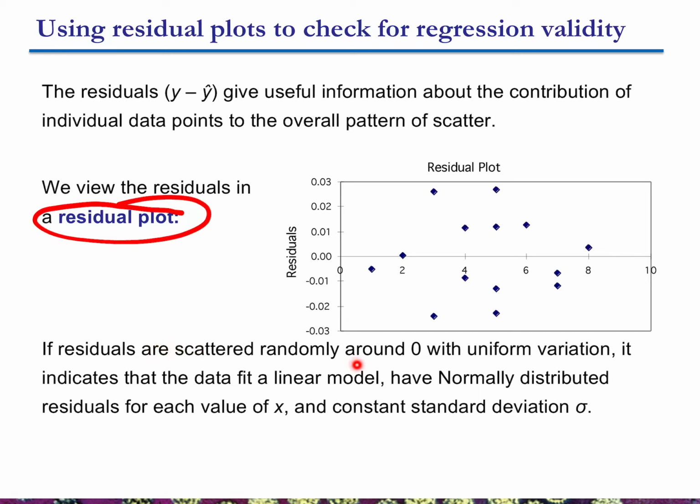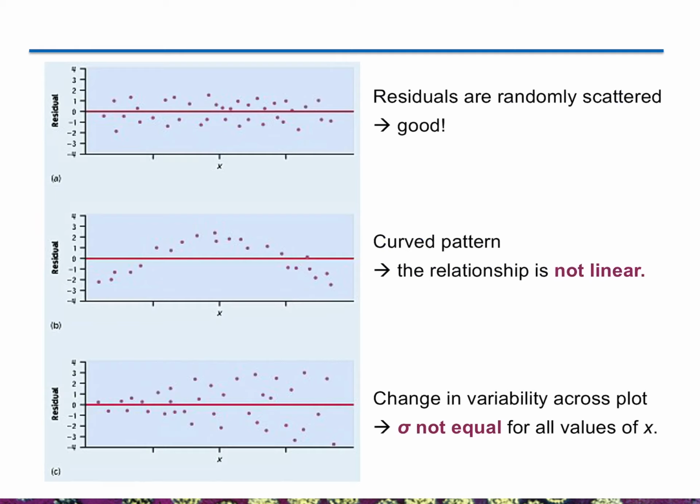And I'll show you more about this in a second. But if the residuals are scattered randomly around zero with uniform variation, no more here than here than here, for example, that's an indication that your data are linear, okay? That you have normally distributed residuals for each value of x, and that you probably have constant standard deviation for any given value of x.